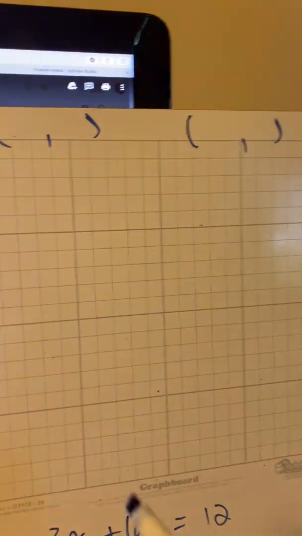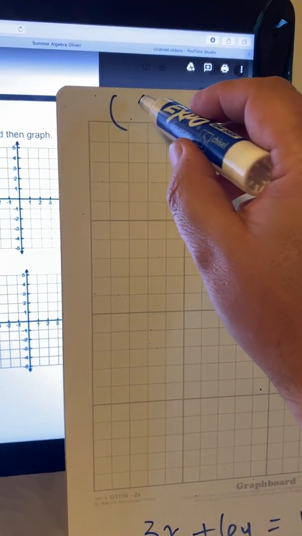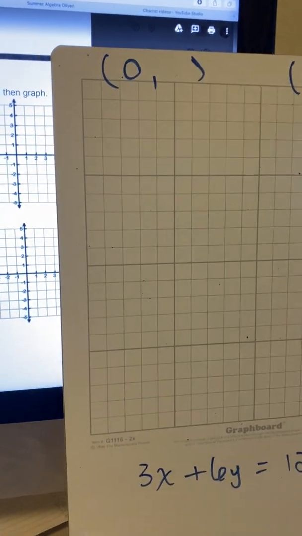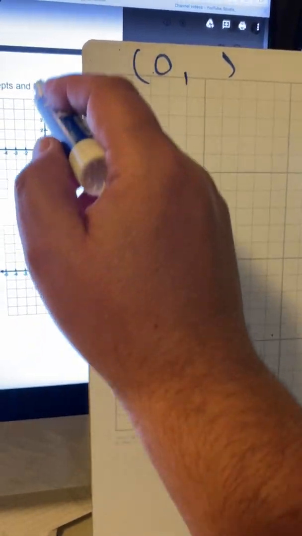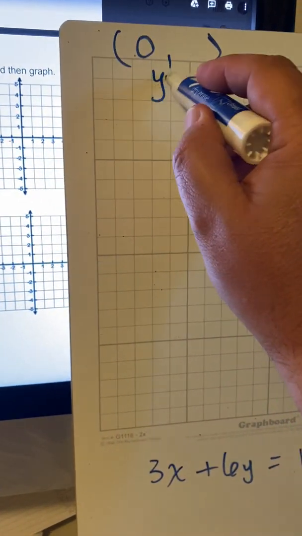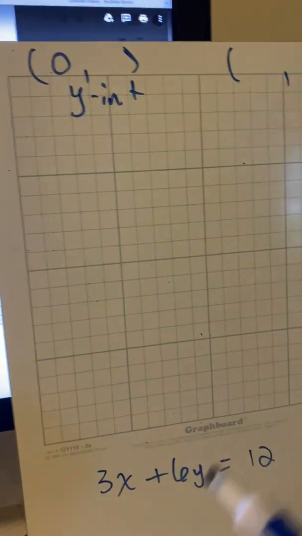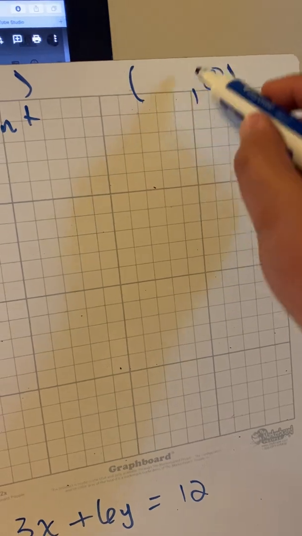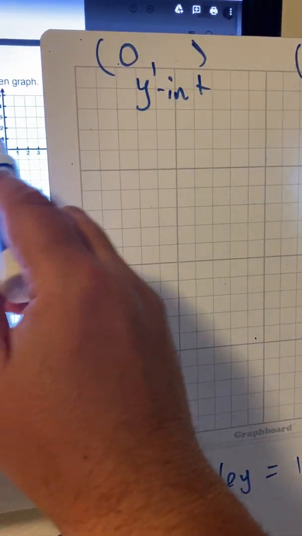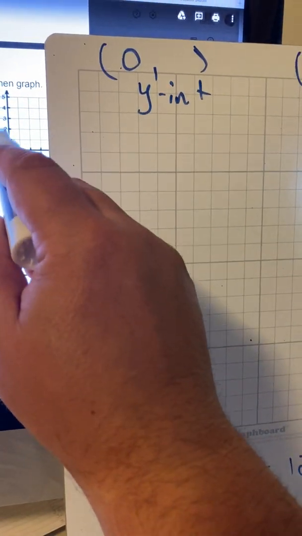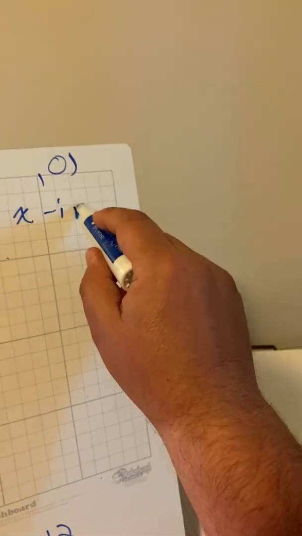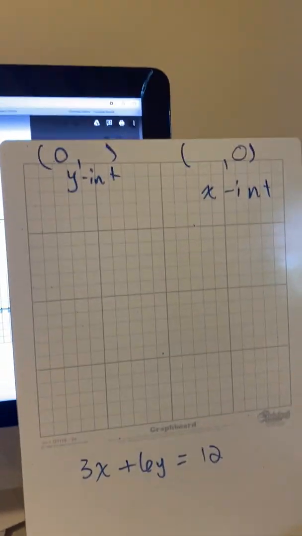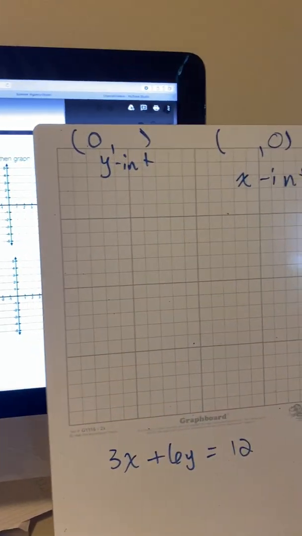Here are 2 points. I know that one of my points is going to have a 0 for the x because it's not going to move left or right. It's going to be on my y-axis. That would be the y-intercept. And I know that one of them is going to have a 0 for the y. That means it's not going to move up or down. It's going to be on the x-axis. So I can find these 2 points, no problem.